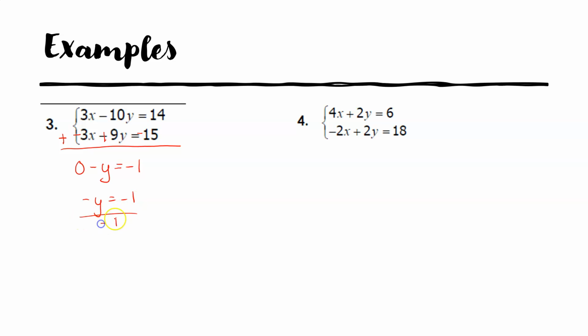So let's divide by negative 1 to hop that sign over. So y is 1. Now I'm going to take what we found for y, and I'm going to plug it into the original for y. So I have 3x minus 10 times 1 equals 14.